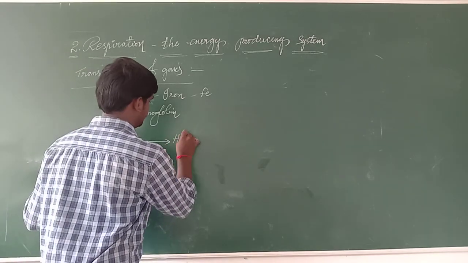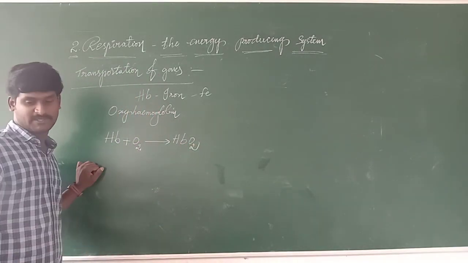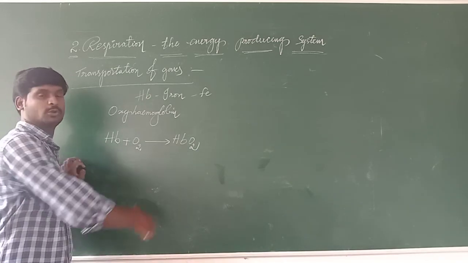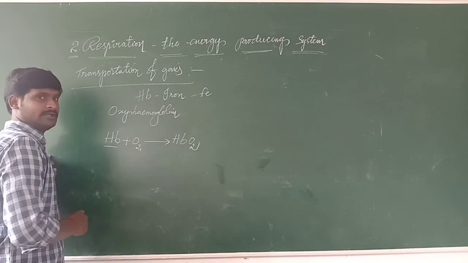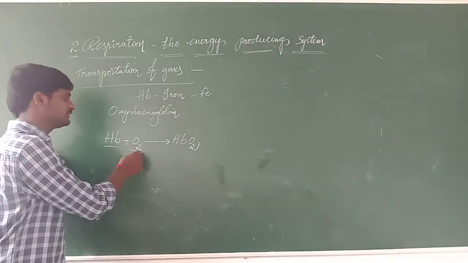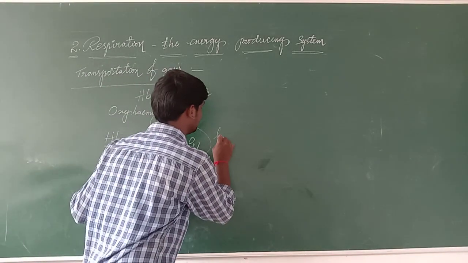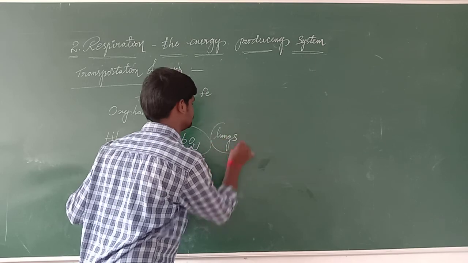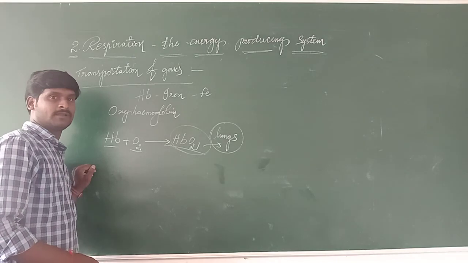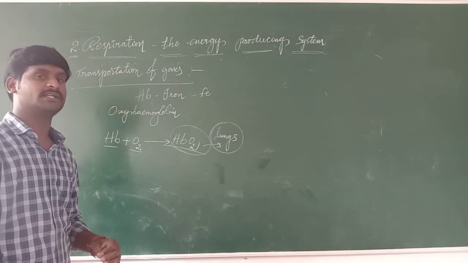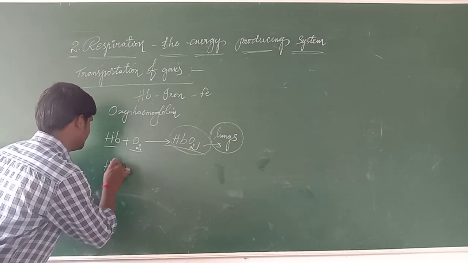It forms HbO2, that means oxyhemoglobin. You take hemoglobin, mix it with oxygen, and it is formed as oxyhemoglobin. Where? In the lungs. Then the blood can transport it to the tissue, and there this HbO2 is converted.